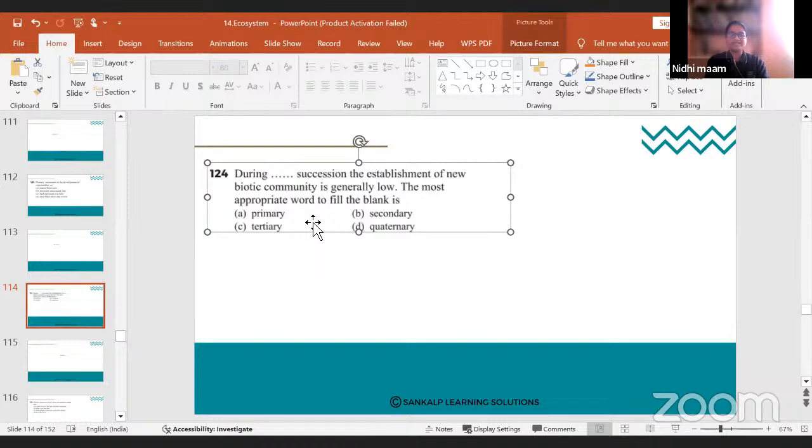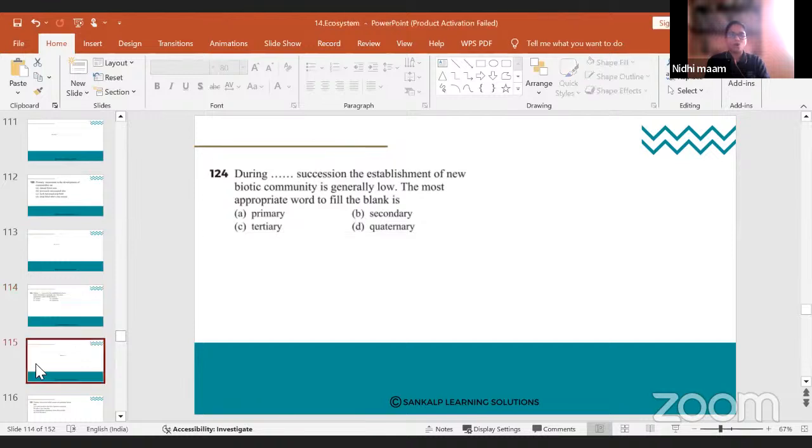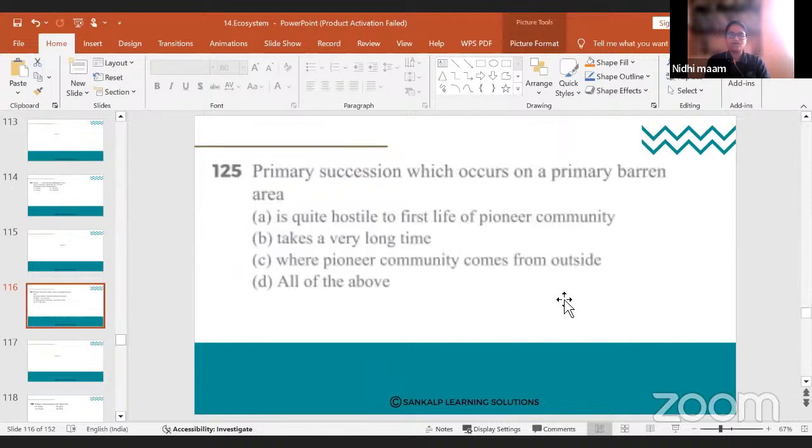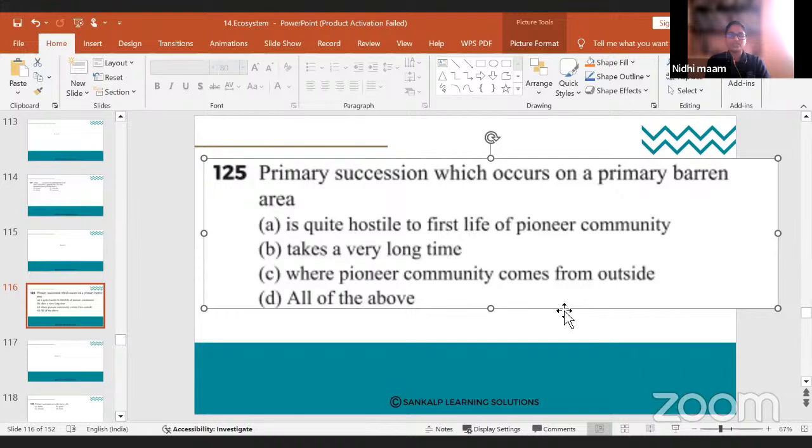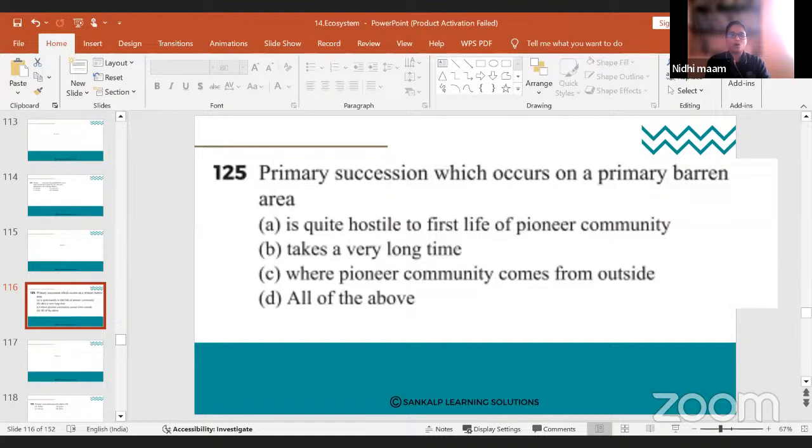Last question of today. During succession, the establishment of new biotic community is generally low. The most appropriate word to fill in the blank is primary, secondary, tertiary, quaternary. Sushmita, Ramya, Ranjita, answer to it. So the right answer is option A, primary succession. Next question. Primary succession, which occurs on a primary barren area, is quite hostile to the first life of a pioneer community, takes a very long time, where the pioneer community comes from outside. D, all of the above. The right answer is option D, all of the above.